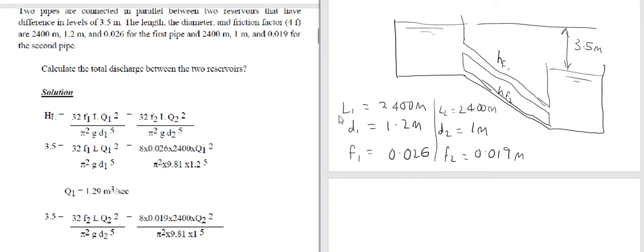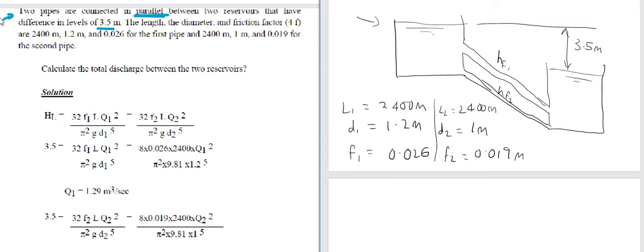So now another question. Two pipes are connected in parallel, note, in parallel, between two reservoirs that have a difference in levels of 3.5 meters. I have drawn the diagram here, 3.5 meters. The length, the diameter and the friction factor are 2,400 meters, 1.2 meters, and 0.026 for the first pipe, and 2,400 meters, 1 meter, and 0.019 for the second pipe. Calculate the total discharge between the two reservoirs.